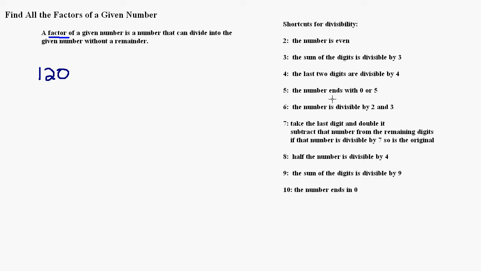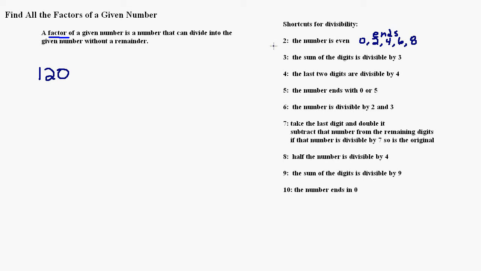So here's some shortcuts for divisibility, or some tests for divisibility. To see if 2 goes into a number, we need to see if the number is even. So 120, that is an even number, right? It ends with a 0. If it's even, it ends with a 0, a 2, a 4, a 6, or an 8. If it ends with one of those numbers, then it's an even number. So 120 is even. That means that 2 goes into 120.